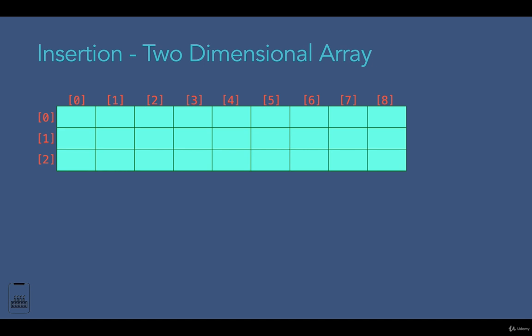Hi there. Now in the previous video we have learned how to create a two-dimensional array. Now in this video let's look at how we can insert a new value into the two-dimensional array. So let's say we have a two-dimensional array like this.